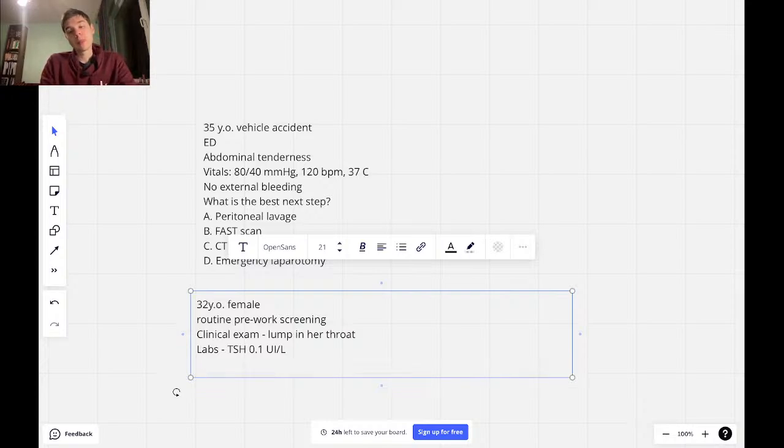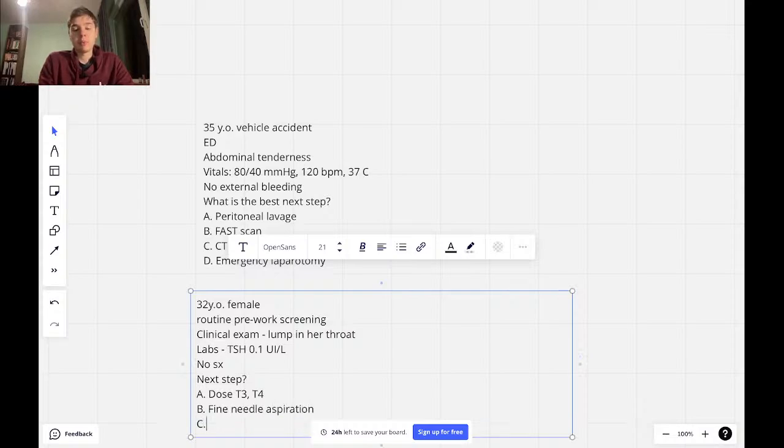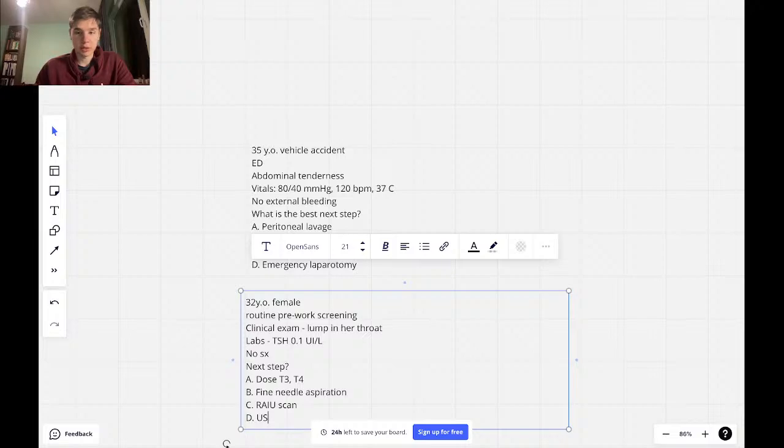Now, she has no symptoms. And the question is, what is the next step? We dose T3 or T4. We perform a fine needle aspiration. We perform a radioiodine scan, or we do an ultrasound. Let me know your answer in the chat.